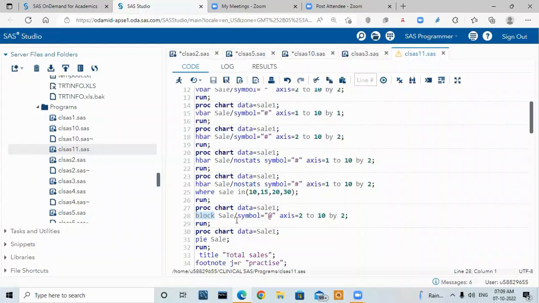So the rest of the program is the same here. And here the symbol we are using for drawing the graph is at the rate, and the type of graph is nothing but block, where a rectangular pillar-like structure will be drawn, right? So for the same table sale one, and for the same variable sale, but using the symbol at the rate. The rest of the program, axis, everything is the same like before. Now I'm running the program. Let us see the result.